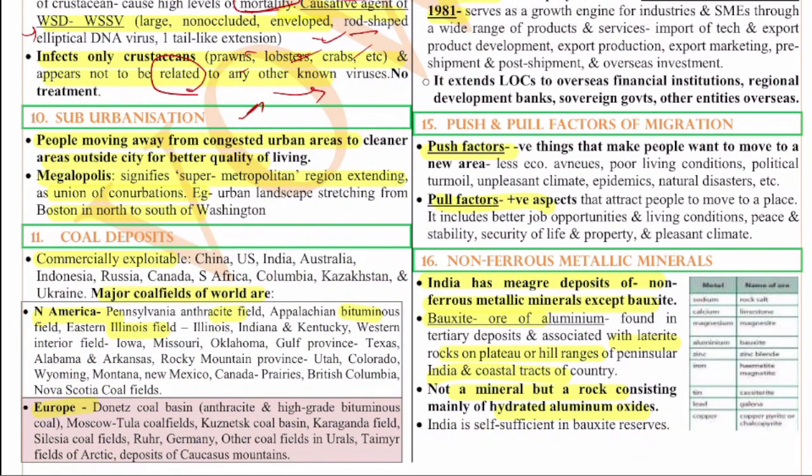Next, the 10th question is about semi-urbanization, where people move away from congested urban areas to cleaner areas outside the city for better quality of living. The megalopolis cities signify super metropolitans. They extend as a union of conurbations. For example, the urban landscape stretching from Boston in the north to south of Washington. This large stretch of urban area is called a megalopolis.